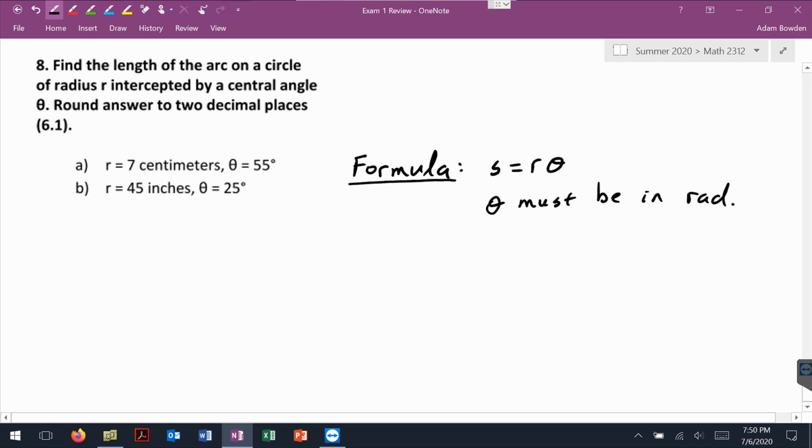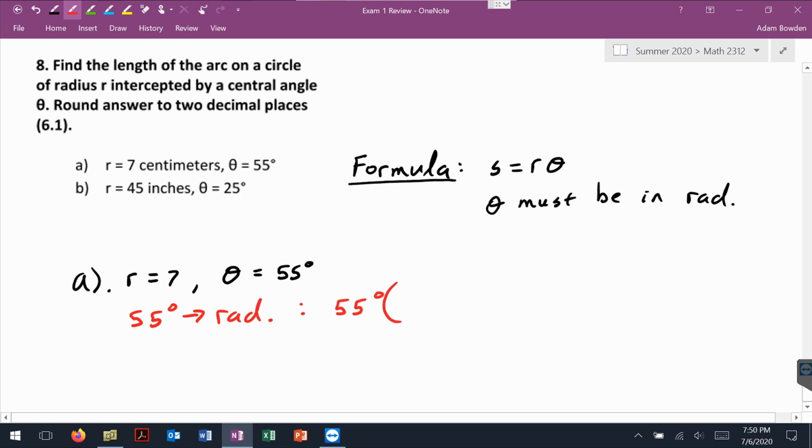So if we take a look at part A, where it tells us r is equal to 7 and theta is equal to 55 degrees, the first thing I'm going to do is take 55 degrees and convert that into radians. So again, to do that, it'll be 55 degrees times pi over 180, which would look like 55 pi over 180, or 11 pi over 36 in radians.